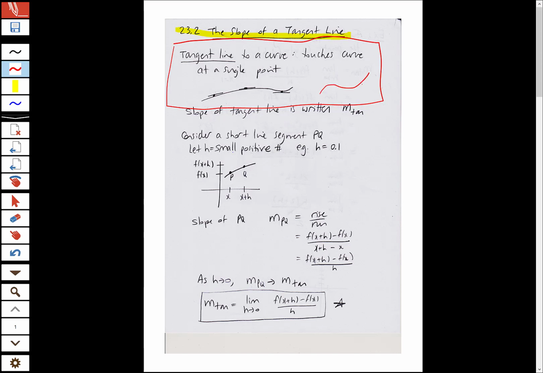Say, for example, that our curve looks like this. Let's say we're looking at this point right here. Then our tangent line might look a little something like that. So it's a line that comes in and just touches our curve at a single point.